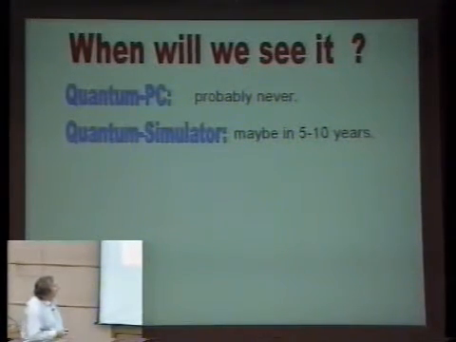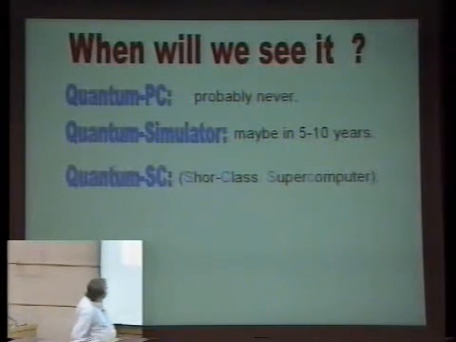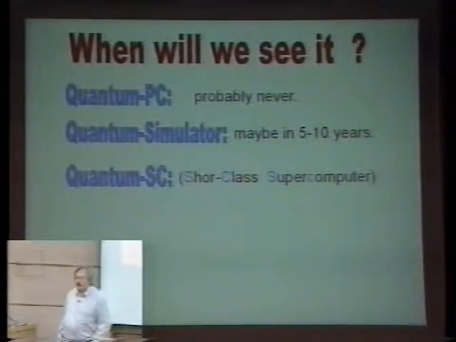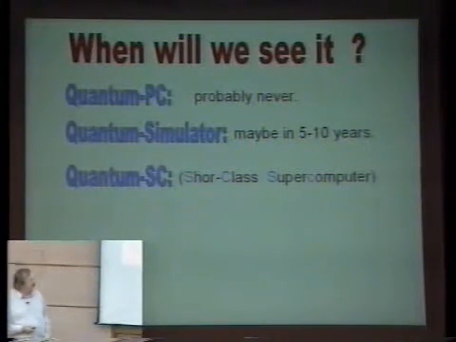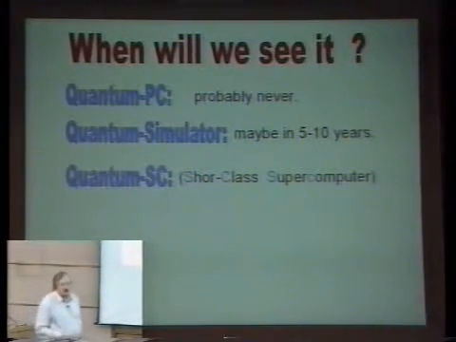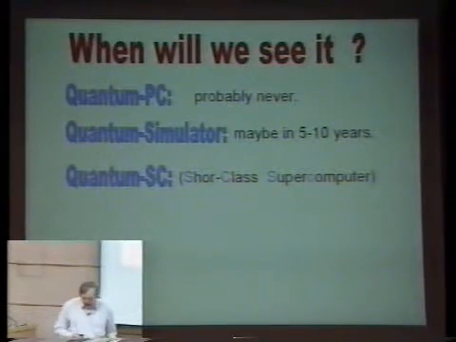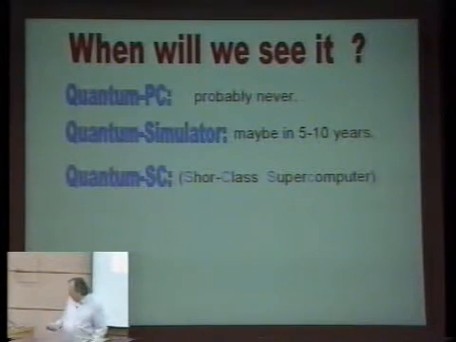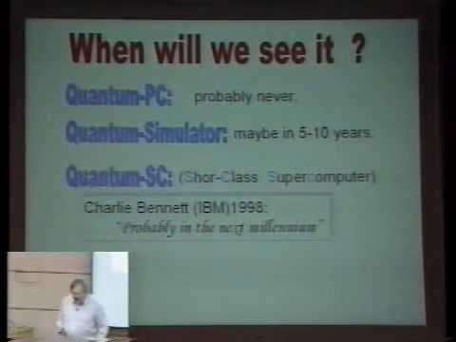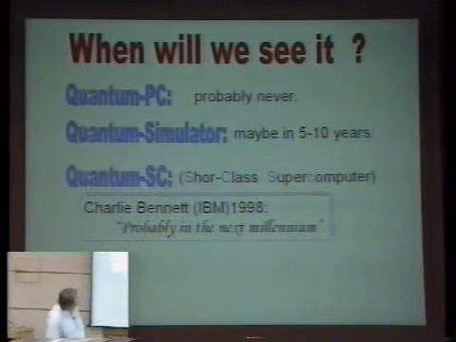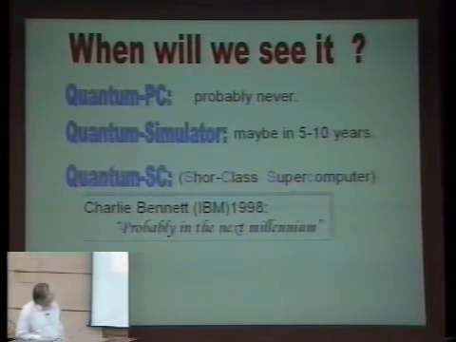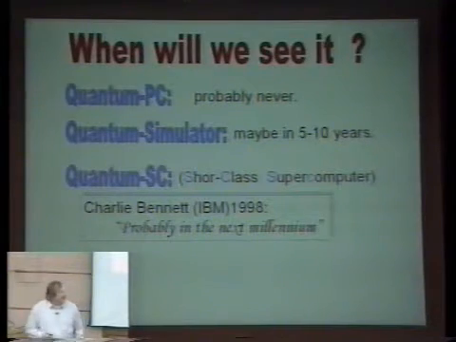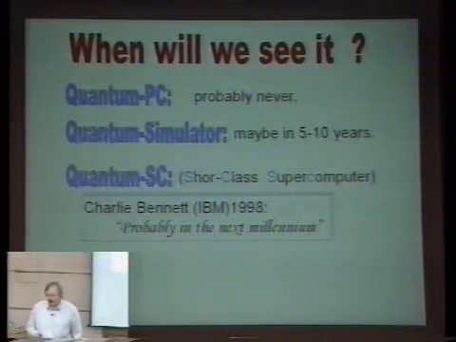So the next thing that we can ask about is the quantum Shor-class supercomputer. That's the universal quantum computer, something that would run any possible quantum computation and do so efficiently. Now, that's the real issue here, and the complicated one. Charlie Bennett had a nice answer. He's one of the fathers of this field. Around 1989, I heard a talk from him when he said, well, maybe we'll see it in the next millennium. So, a very nice way of giving a non-committal answer.